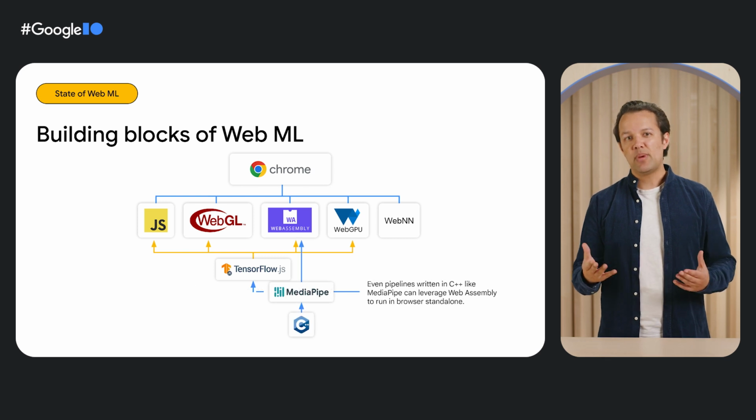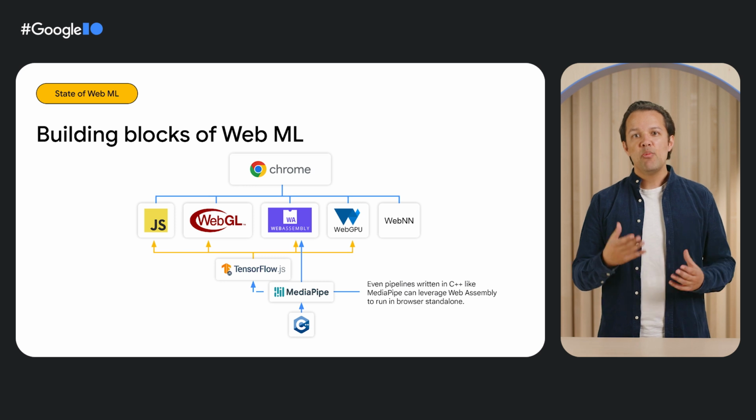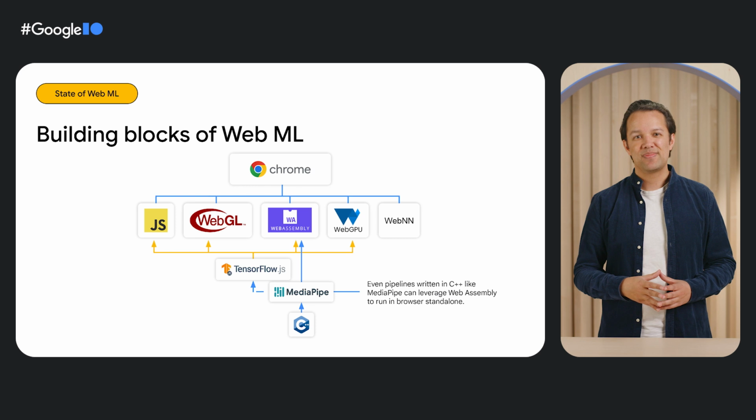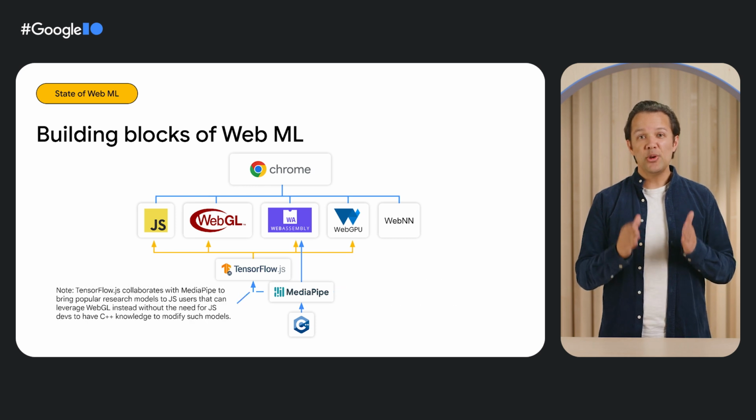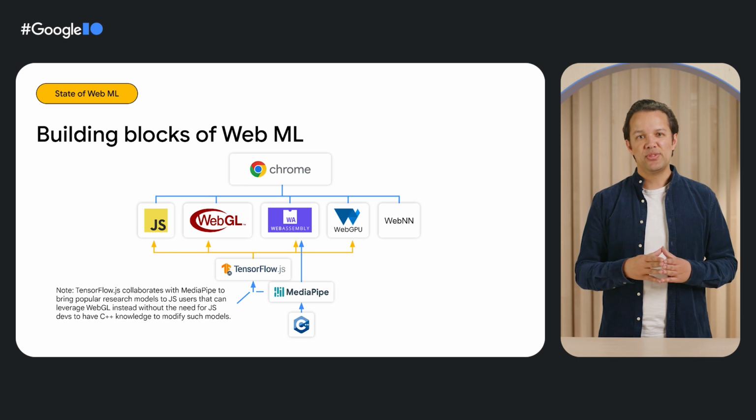Then there are teams like MediaPipe that have their own pipelines written in C++ that can still deploy to the web with technologies like WebAssembly, exposing even more models to the web ecosystem. And these two teams work closely together to ensure the most popular models from MediaPipe are also ported to the TensorFlow.js stack to give users more options as to how they run those models.